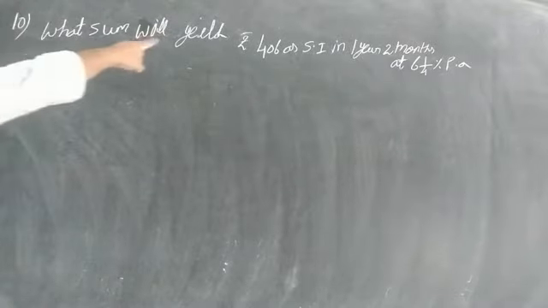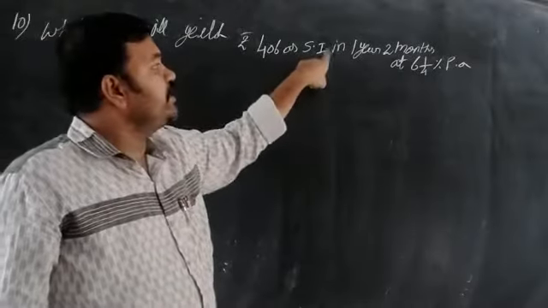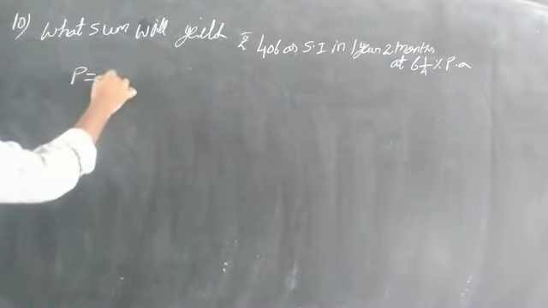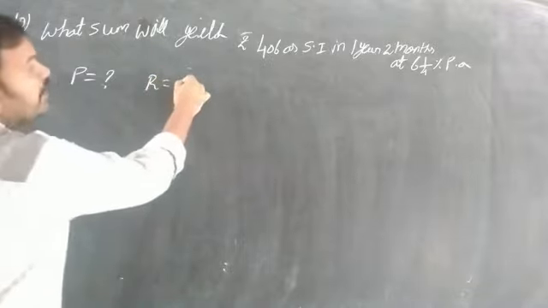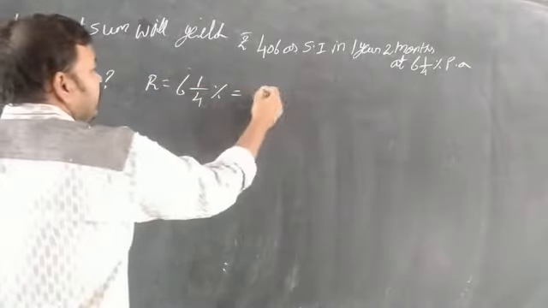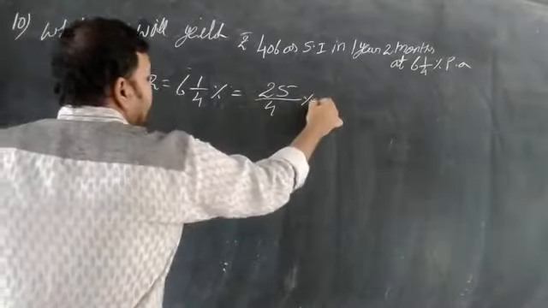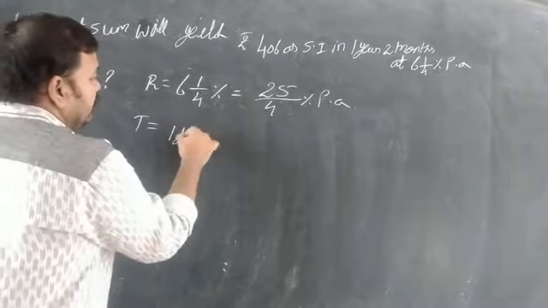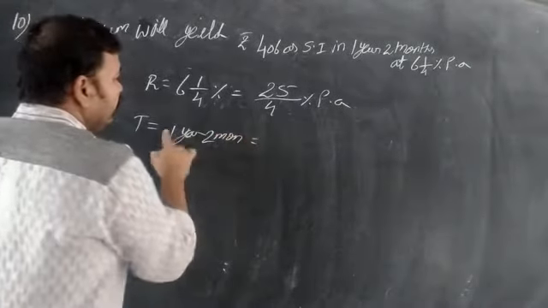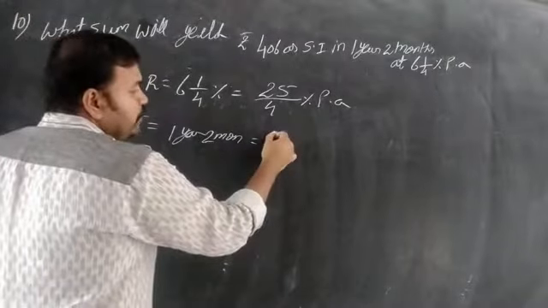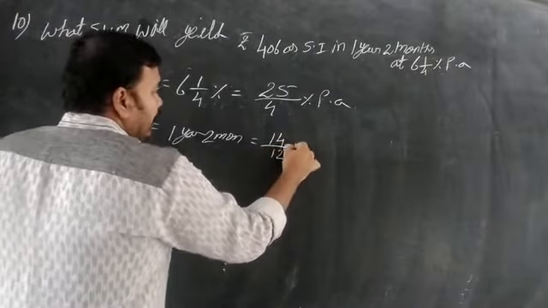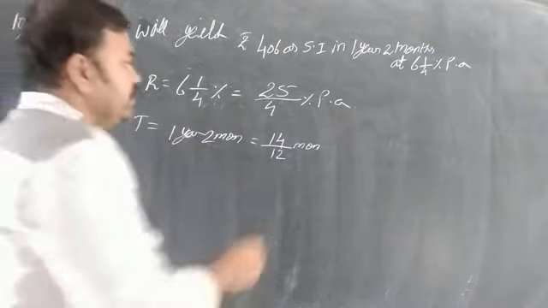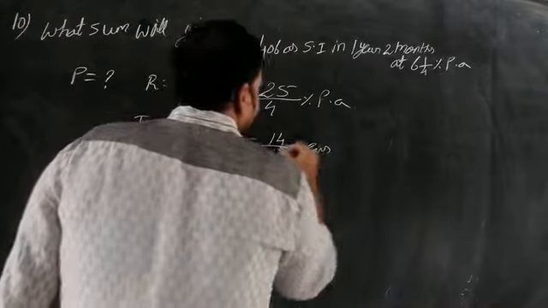Next question: what sum will yield rupees 406 as simple interest in 1 year 2 months at 6 1 by 4 percent? Given P is equal to question mark, R is equal to 6 1 by 4 percent, which is 25 by 4 percent per annum. Time is 1 year 2 months, which is 12 plus 2, 14 by 12 years.